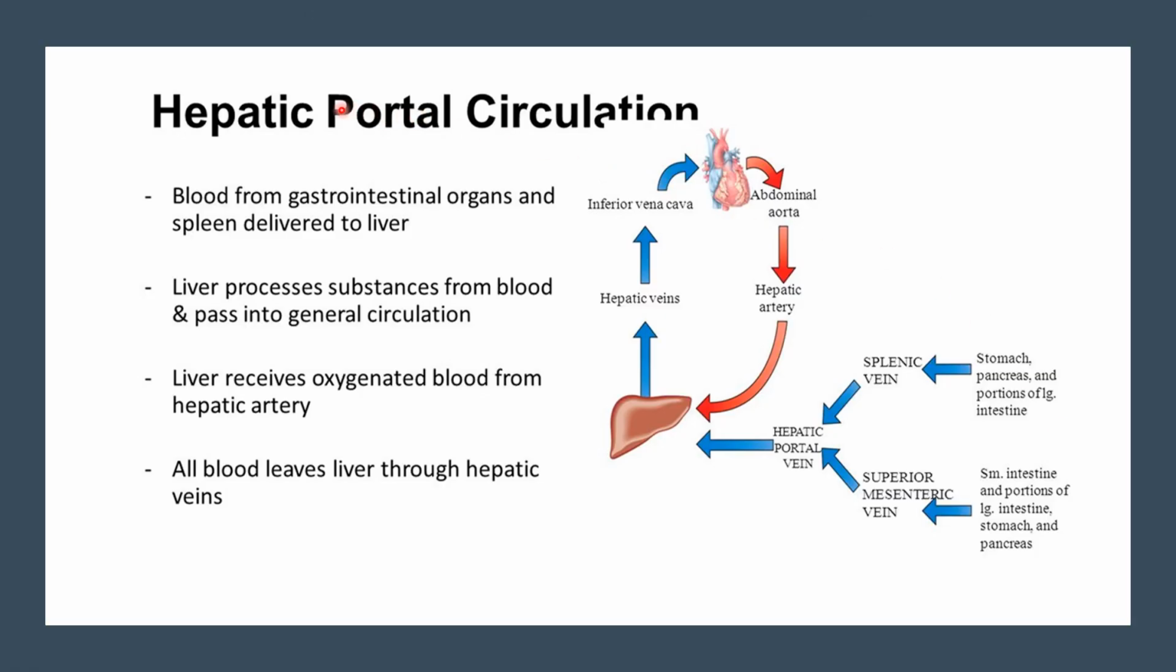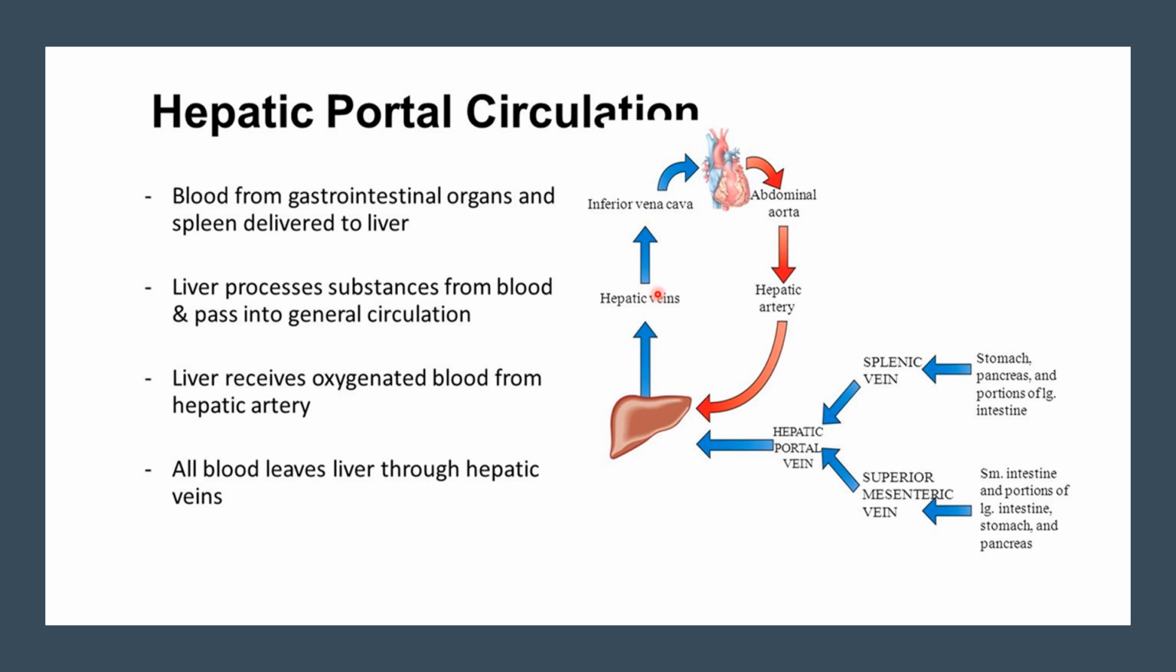So we have here a diagram of our hepatic portal circulation. The portal system begins in the capillaries and venules of the digestive system. The blood coming from the gastrointestinal organs, particularly the stomach, the pancreas, and portions of the intestine, as well as the spleen, will be delivered via the hepatic portal vein towards the liver. The liver will then process the substances from the blood and pass it into the general circulation.